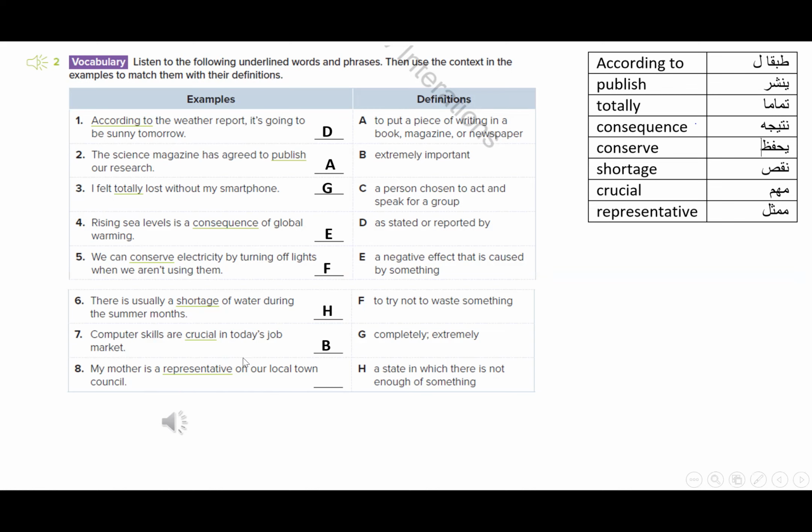Local town council, let you guess the meaning of representative. So representative means a person chosen to act and speak for a group. كده عرفنا الكلمات وبالتالي فهمناها. لازم تحفظ الكلمات دي وتستخدمها in your writing or to understand the reading passage.